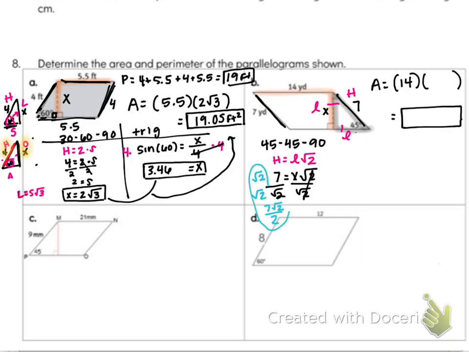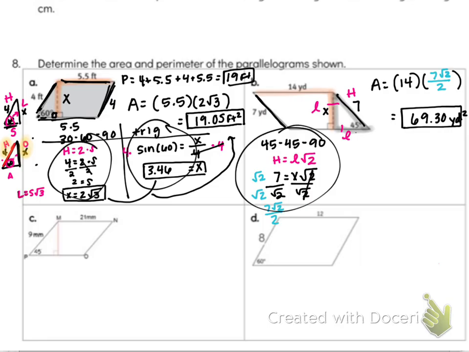Now again, all of this in blue is not necessary. You can really just use this and put that in your formula, okay? But I'm going to write it the correct way, which is 7 square root of 2 over 2. Right, when I go ahead and multiply those, I get 69.29 something. I'm just going to round it to 30, and this one is yards squared. All right, I'm going to leave C and D there for you to do on your own and find the area, and, well, area is really what we're focusing on. Again, you can pick whichever way you like most, okay?